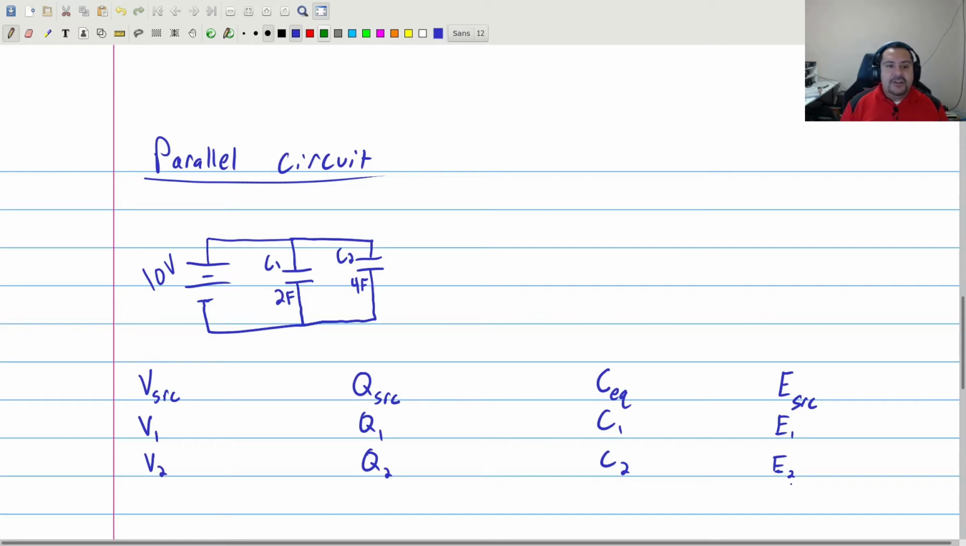So, voltage of the source is given. It happens to be 10 volts. We also have the capacitance of each of the capacitors. C1 happens to be 2 farads, and C2 happens to be 4 farads. And that's all that's given to us at the beginning.